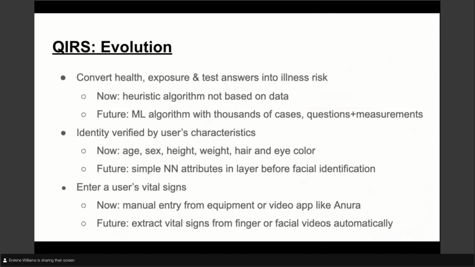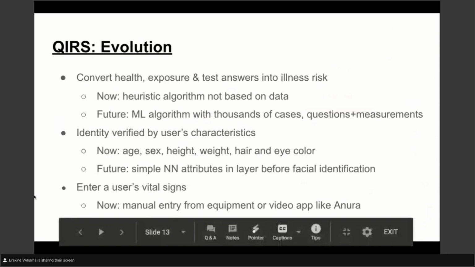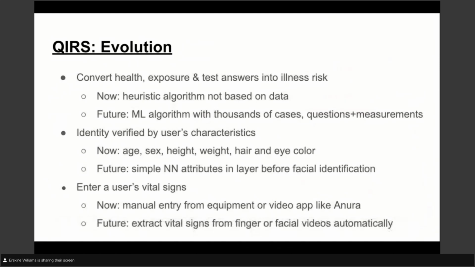Evolution. We're going from putting in health exposure and test results manually today and assessing them with a heuristic algorithm that's not really based on data, to a future where we can use a machine learning algorithm with thousands of cases, not only questions, but maybe the measurements from other equipment. We're trying to verify identity so we don't get spoofed. Right now, we'll probably use age, sex, height, weight, hair, and eye color. In the future, we'll use neural network attributes in the layer before the facial identification layer.